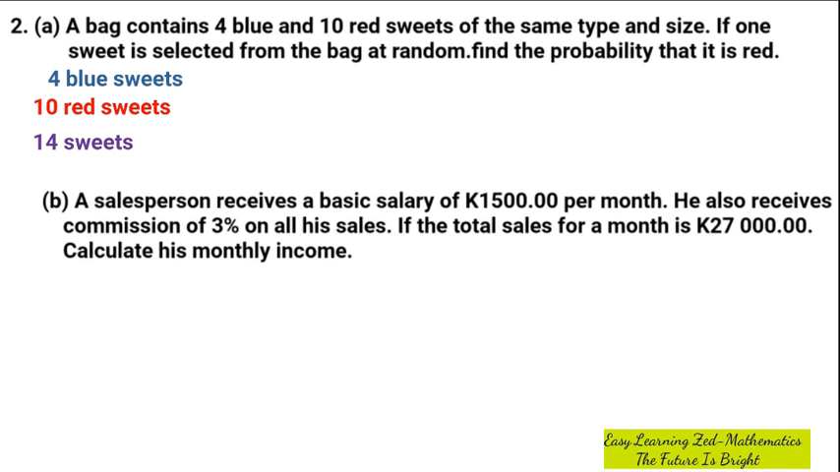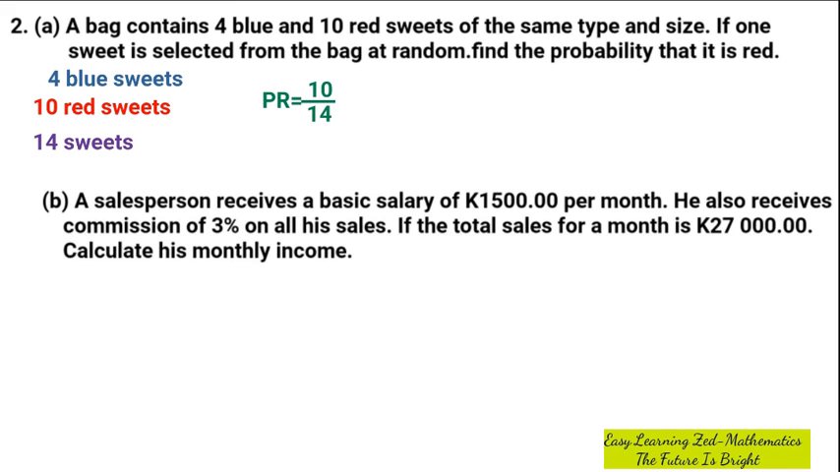So we're going to write P(R), which is the probability of picking a red sweet, is equal to, then how many sweets are in the bag? There are 14, and in this 14 how many are red? There are 10. So we're going to write 10, which is over the total number of all sweets in the bag, which is 14.